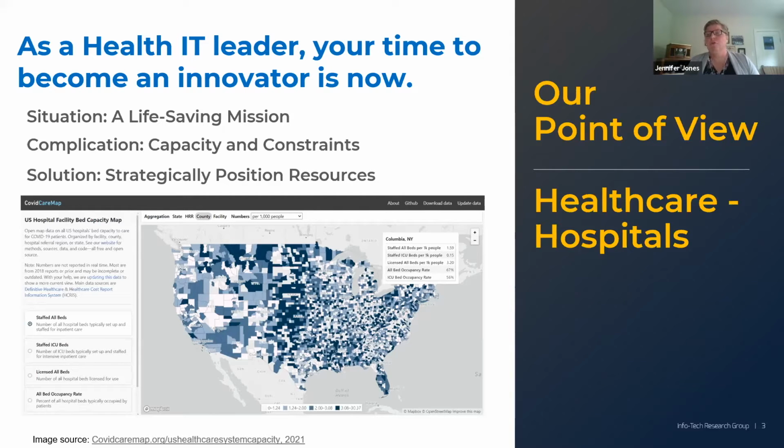IT's traditional role has been focused on keeping the lights on with a minimal influence around strategic decision making, but COVID really put health IT in particular at the forefront. And technology solutions were used across the continuum of care to ensure that people could still receive healthcare.